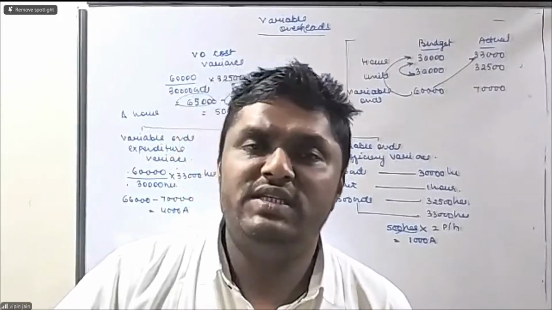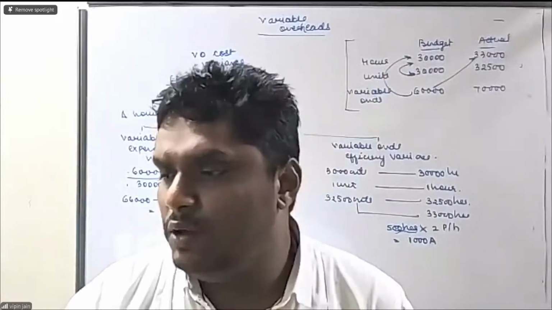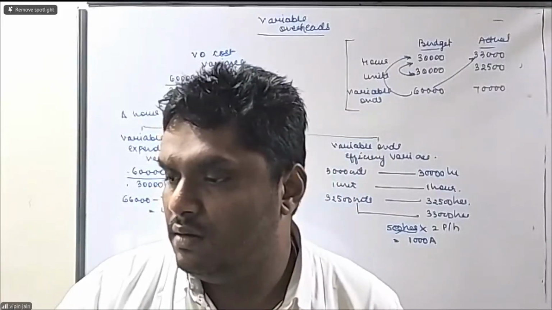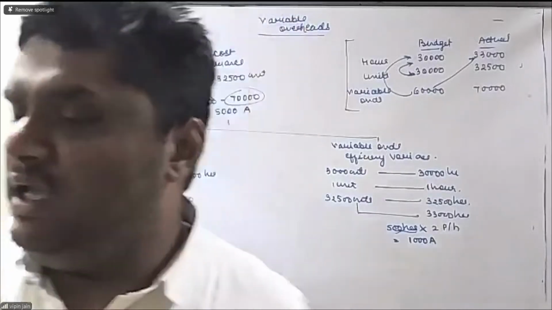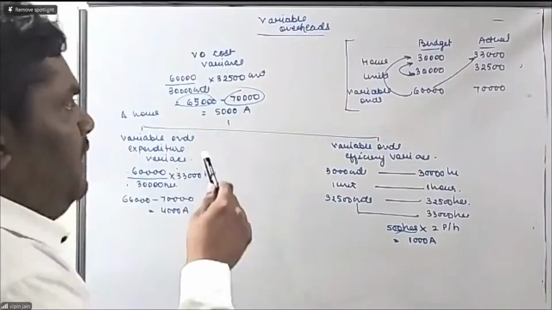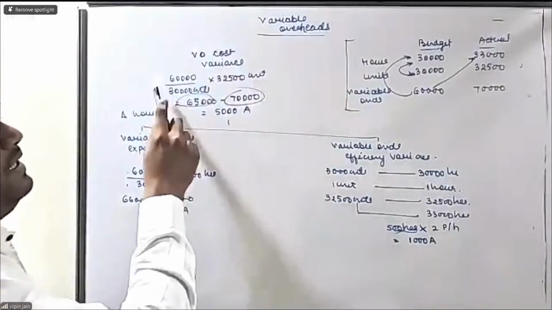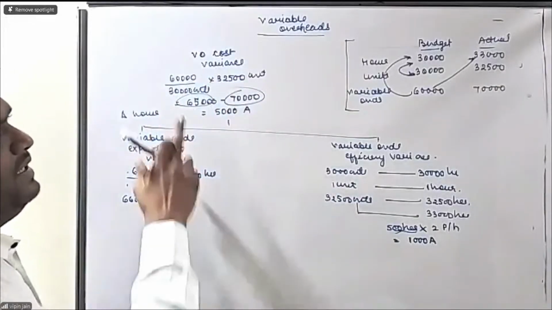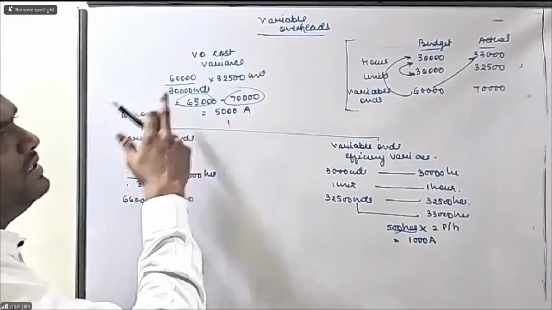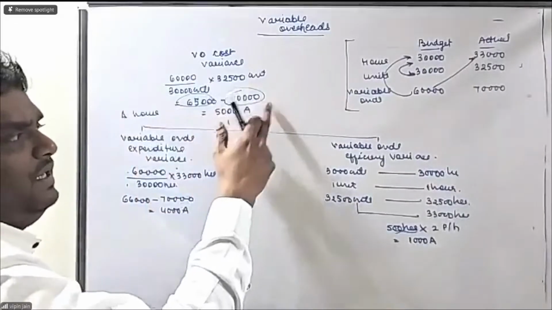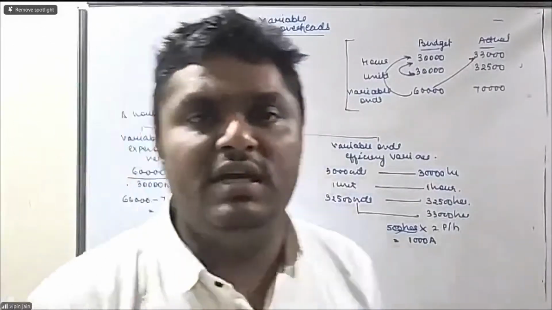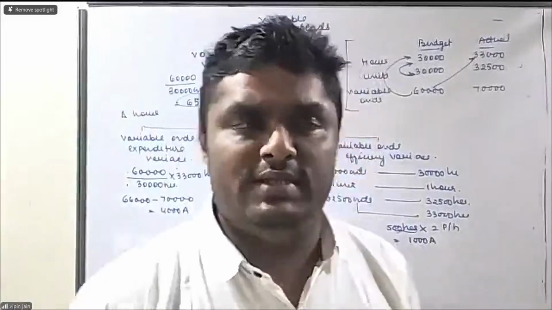Total overhead variance is fixed overhead cost variance plus variable overhead cost variance. Rati Malini, very simple, my dear. Again, when talking about cost variance, we will calculate it in a similar way. That is 60,000 for 30,000 units. So for 32,500 units, how much? 65 minus 70. So the calculation is just similar to fixed overhead cost variance.